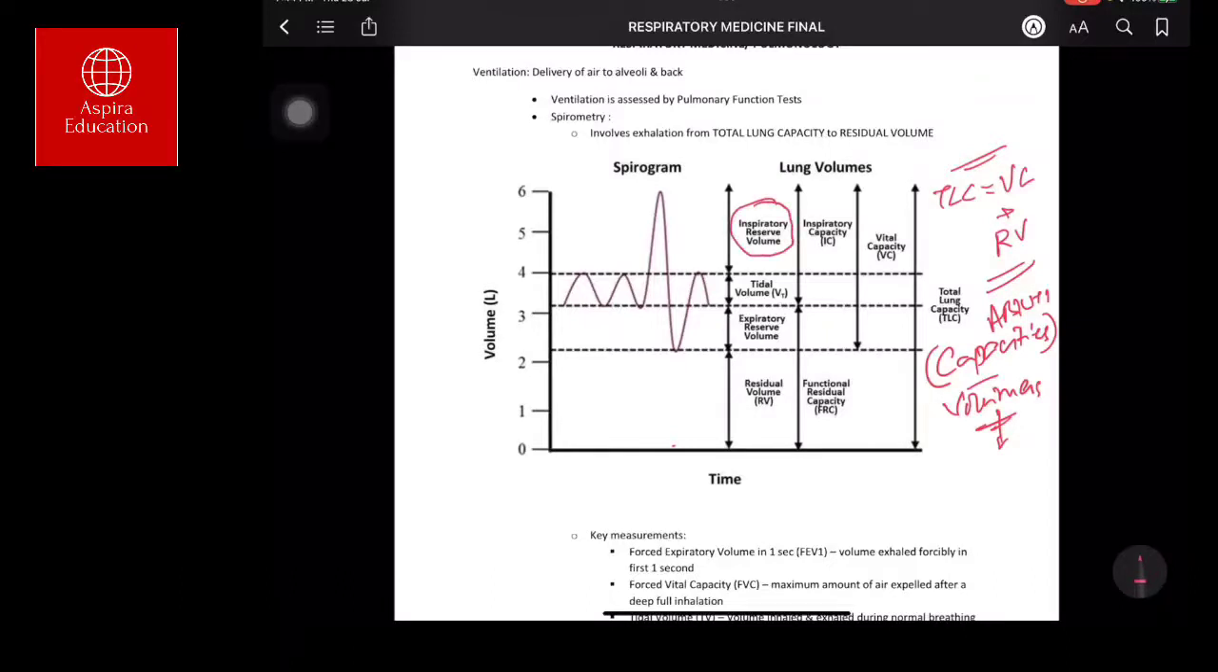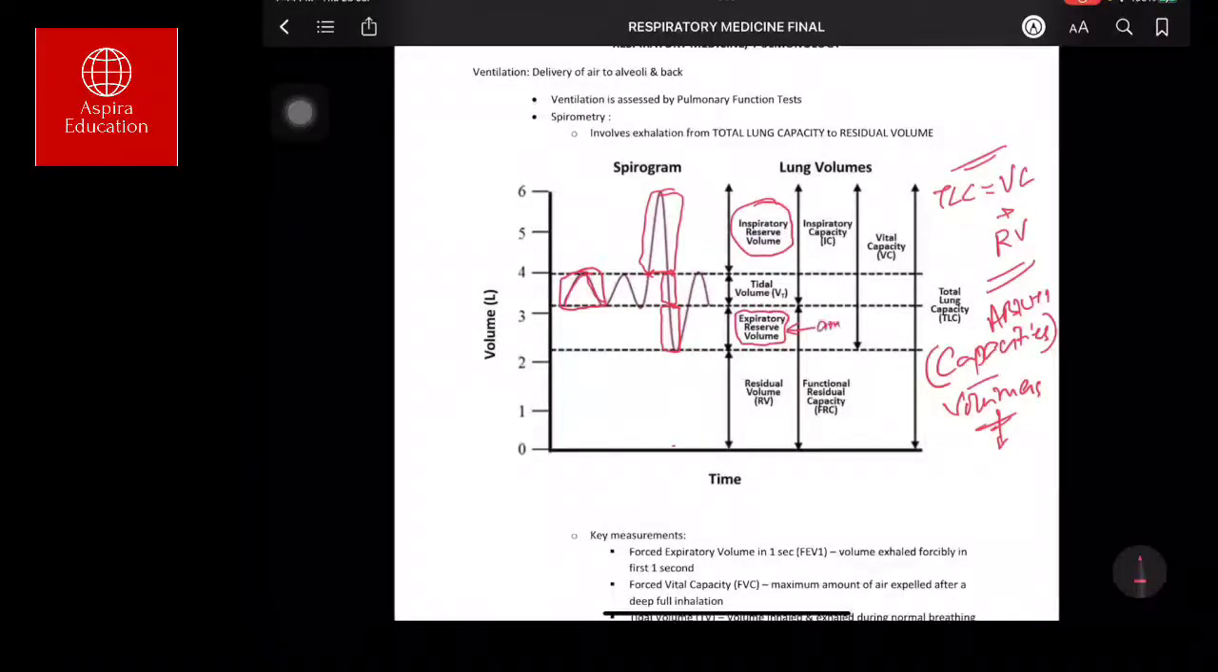Inspiratory reserve volume means, okay, we'll start with the tidal volume. So this is the tidal volume. That means the volume of air which moves in and out during a normal breathing cycle. If you inhale beyond what you can normally inhale, it is called the inspiratory reserve volume. And then you fall back on the tidal volume. The amount of air that you can push out from the lungs after a normal tidal breath is called expiratory reserve volume.